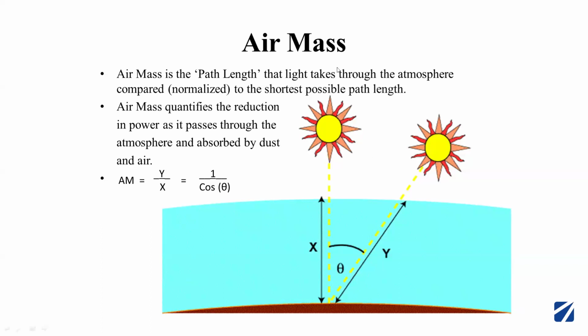Whenever the sun is directly overhead, the length of the solar radiation path is minimum. During noon time the path length is minimum. In morning and evening time, the path length is maximum. The more the path length increases, the more scattering of the radiation happens and the intensity of the radiation decreases. So air mass quantifies the reduction in power as the radiation passes through the atmosphere and is absorbed by dust and air. It is given by the path length, y upon x, which is 1 over cos theta. For standard test conditions we take it as 1.5, that is morning or evening time. At noon time the air mass is 1, and outside the atmosphere it is 0.